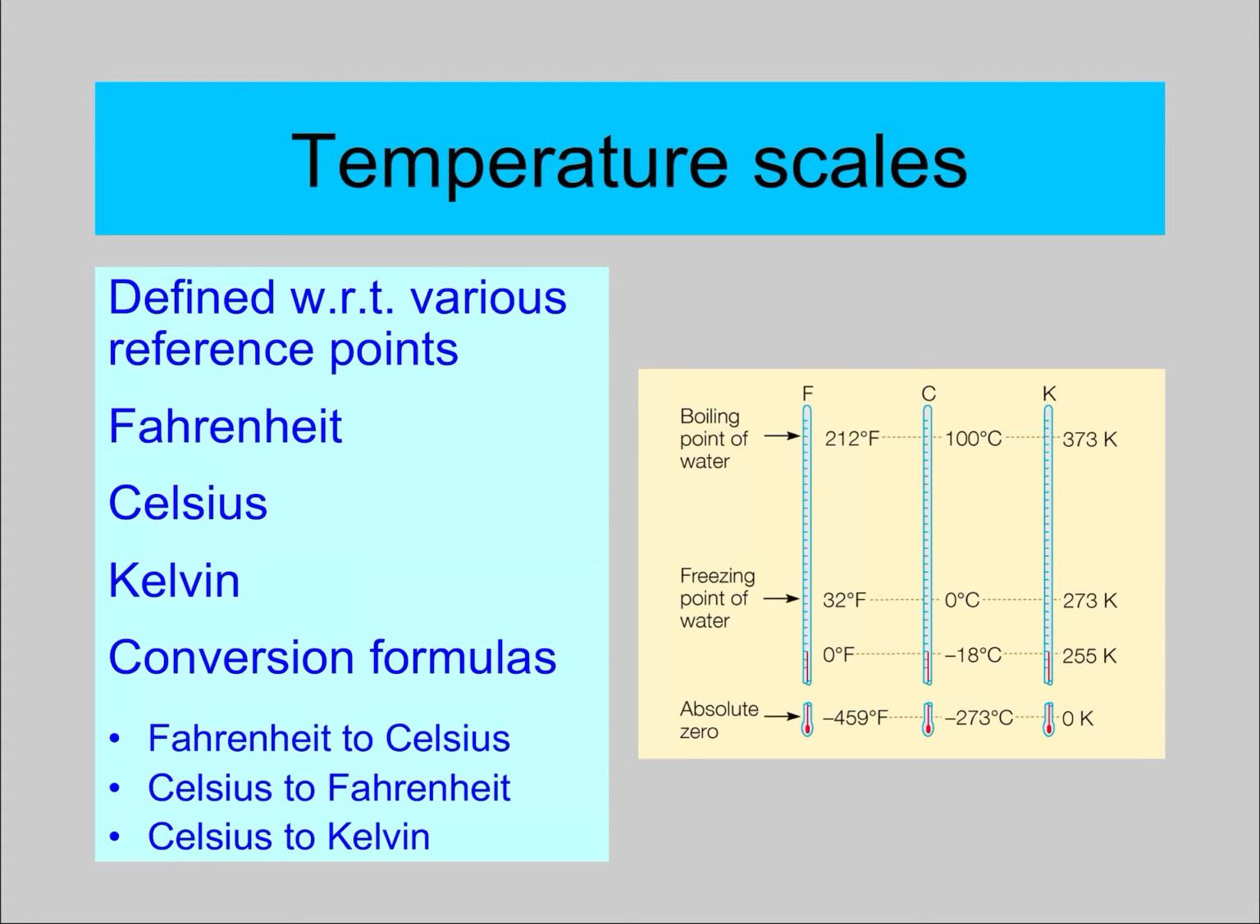We don't know that that's actually what will happen because we've never been able to recreate 0 Kelvin, but its reference point is that at 0 Kelvin, all molecular motion would stop. And so 0 to 373, and it can continue to get hotter, is the typical scale for Kelvin.